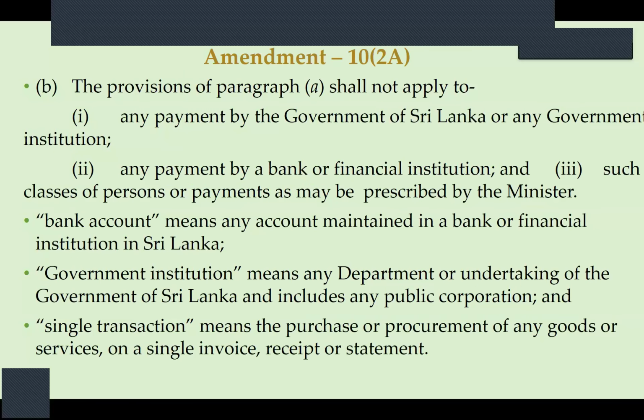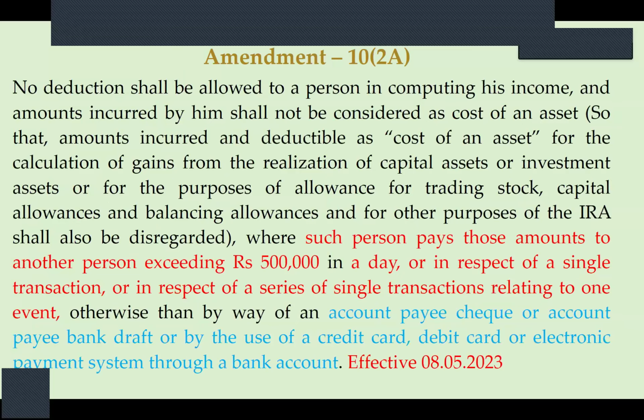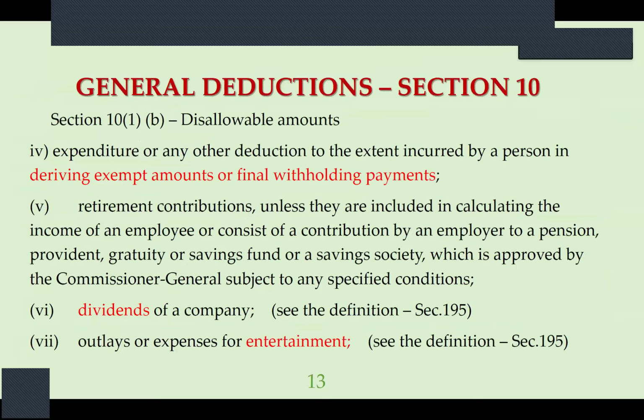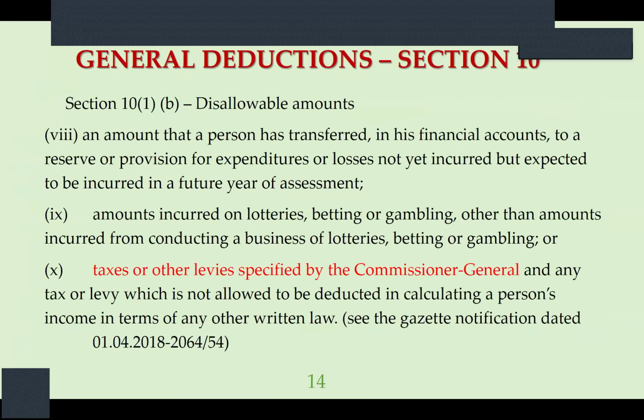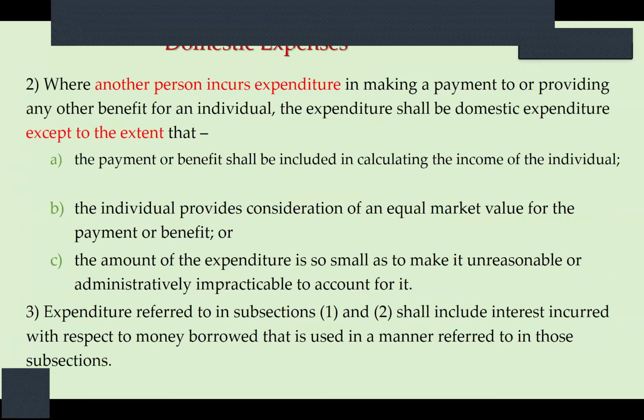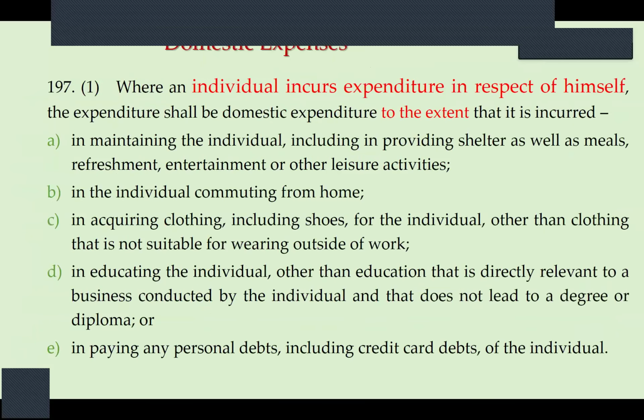Okay, so these are the main provisions available in section 10. So now I want to go to the domestic expenses. I think now you can understand what the amounts are that are not allowable as a deduction. In these deduction rules, I have mentioned domestic expenses. So now I am moving to that definition.